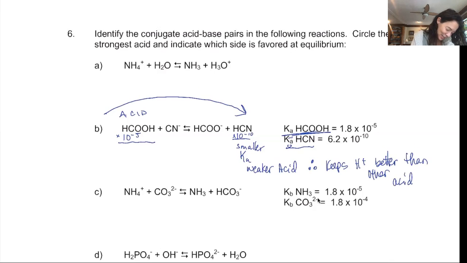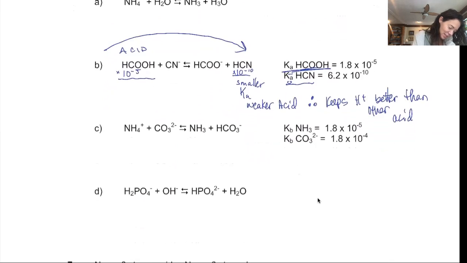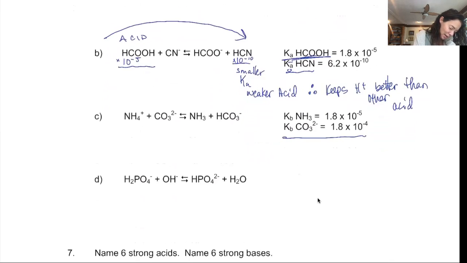Now, I could have looked at that a different way. Let's look at the Kb. Let's find our bases. Well, they're identified for us. NH3 is here. It's at -5. CO3 is a base. It's at -4. This is larger, therefore strongest base.